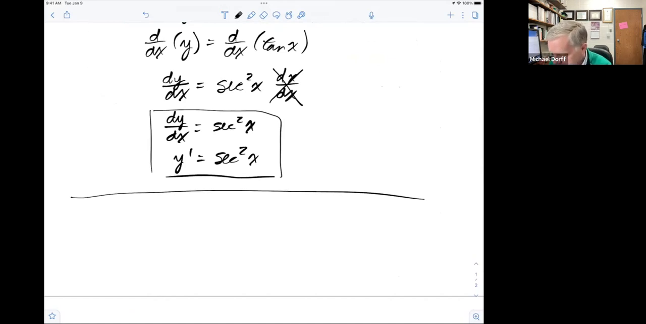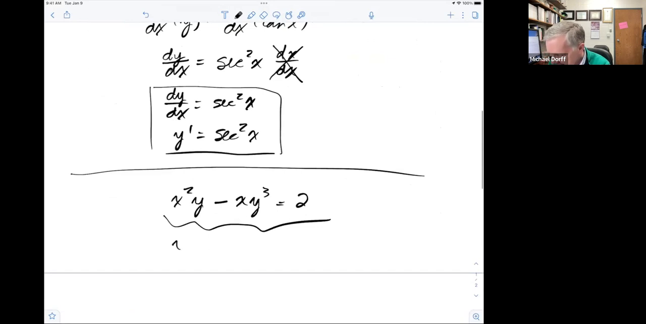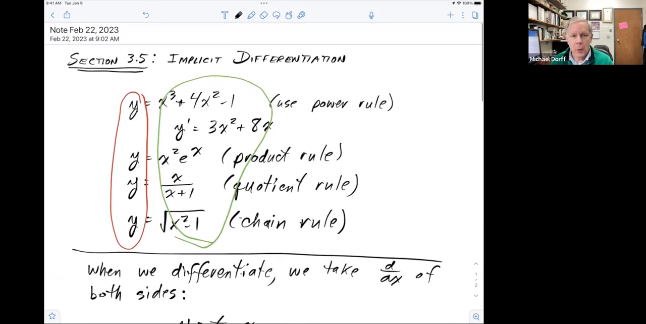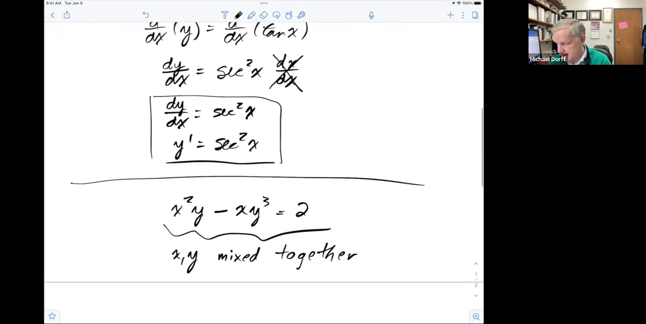So for example, if I had the function x squared times y minus x times y cubed equals 2, we see here that the x's and the y's are mixed together. So the function looks different than what we had before, where we had all y's on the left side, which are circled in red, and all x's on the right side, which are circled in green.